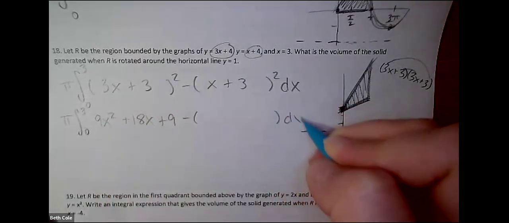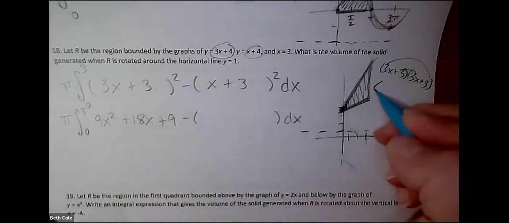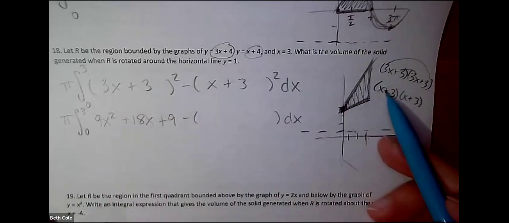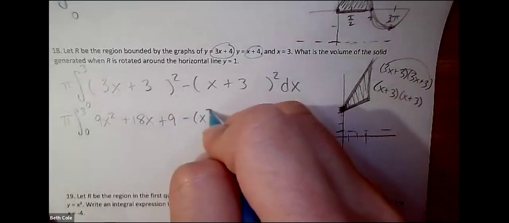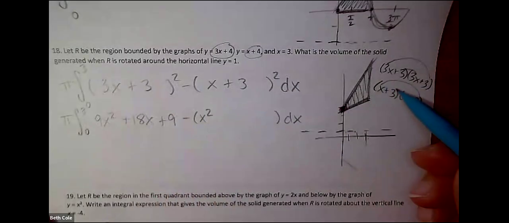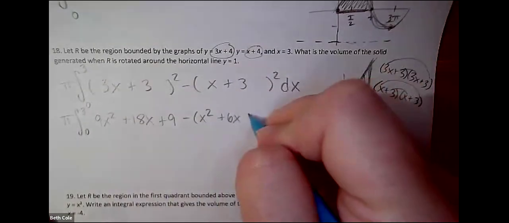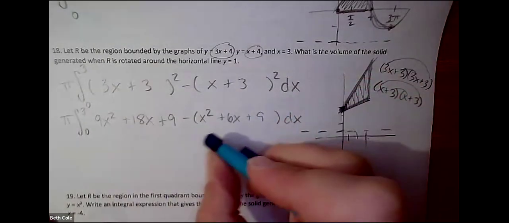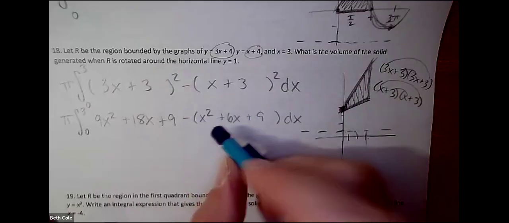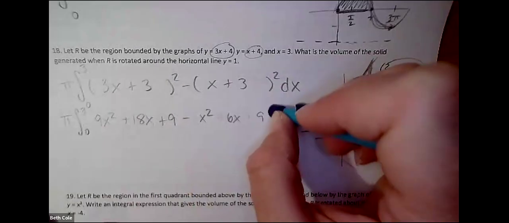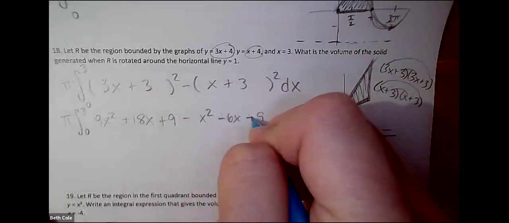Minus, parentheses, and we're going to do the same thing with this one, x plus 3, x plus 3. When you square it, you have 2 of them. X times x is x squared. This will give you 3x. This will give you 3x. Together is 6x, and then 3 times 3 is 9. I'm going to go ahead and just erase to distribute this negative sign. It's going to turn all of this negative, and then we're going to combine like terms.